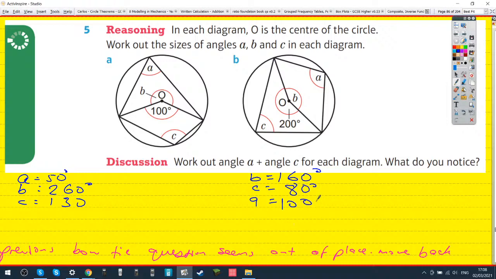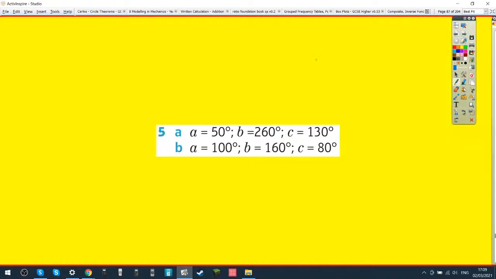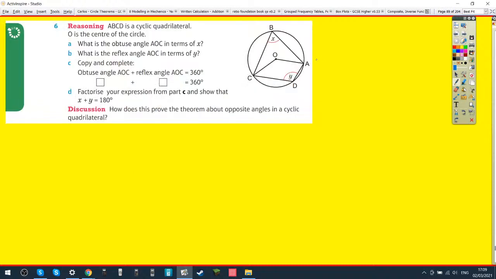What do you know about what A and C add up to in both questions? 180. Yeah. And so what that shows you is, well, that's an example of opposite angles in a cyclic quadrilateral add up to 180. So opposite angles in a quadrilateral where all four corners are on a circle add up to 180. Let's see this one in terms of x, in terms of y. Oh, that's tricky. Oh, I think that's just proving it, is it?